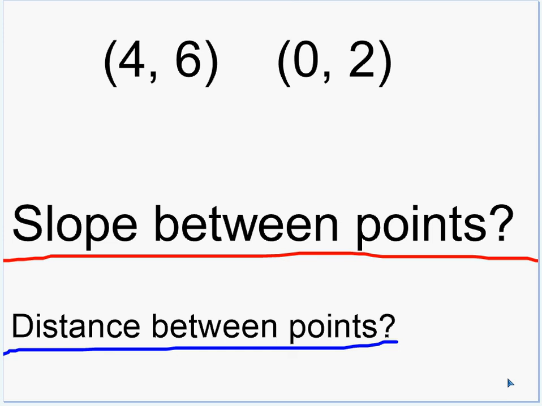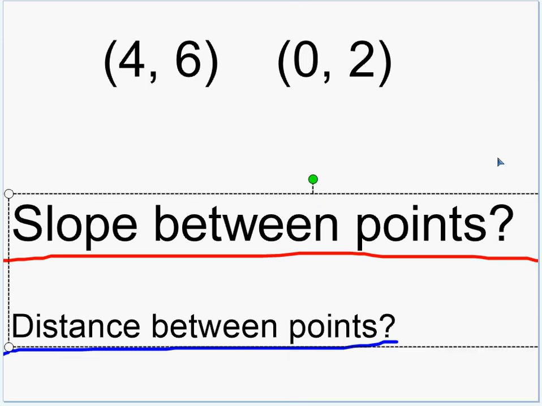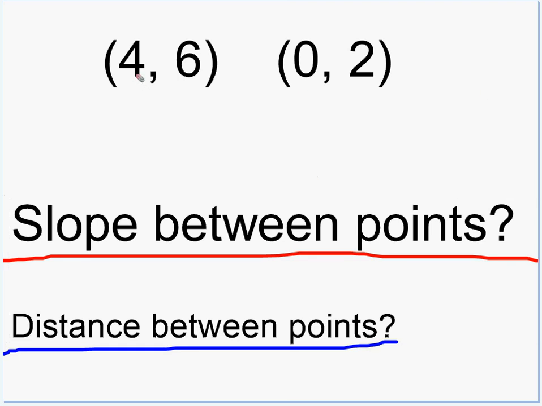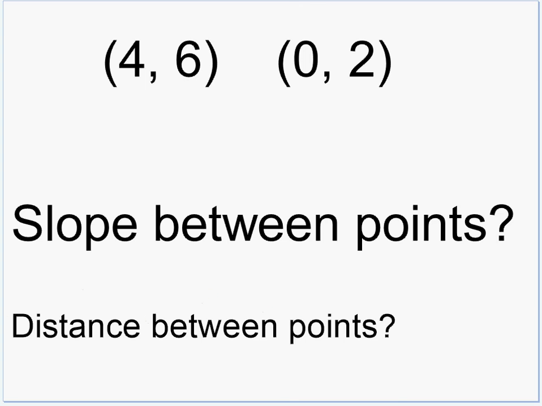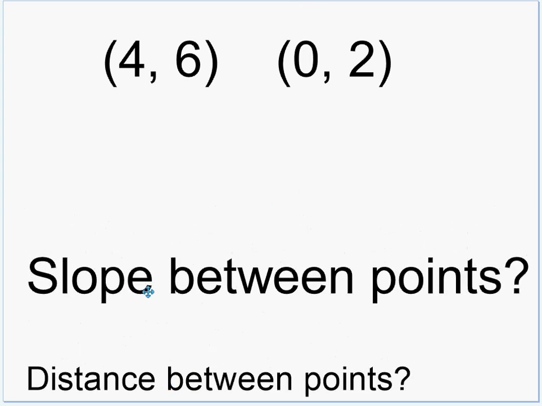Okay, in this video we're going to be looking at section 6.3, vectors in the plane. But before we start the lesson, let's do a little warm up here. Got a couple points, (4, 6) and (0, 2). Do we remember how to find the slope between those points and the distance between those points?